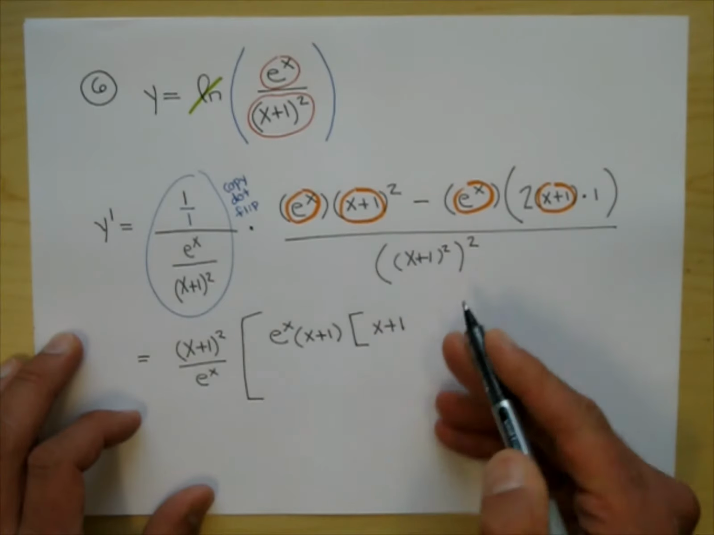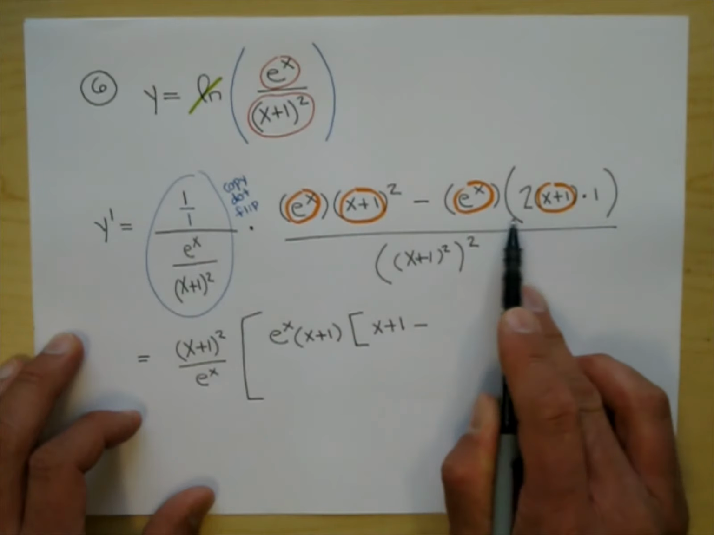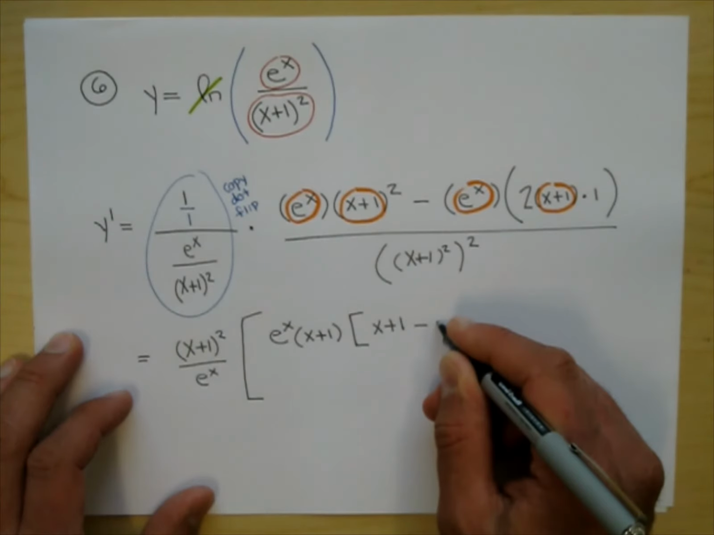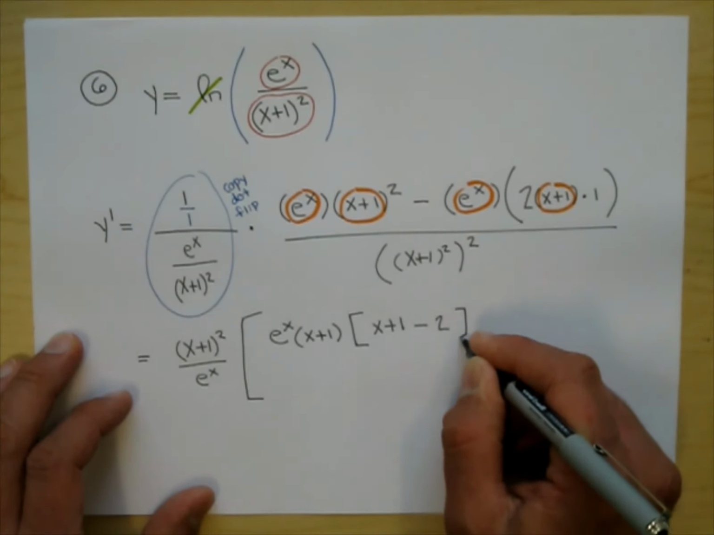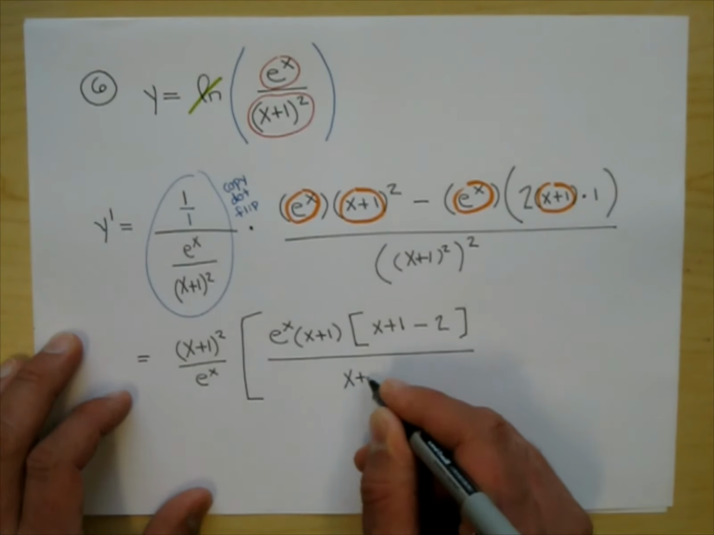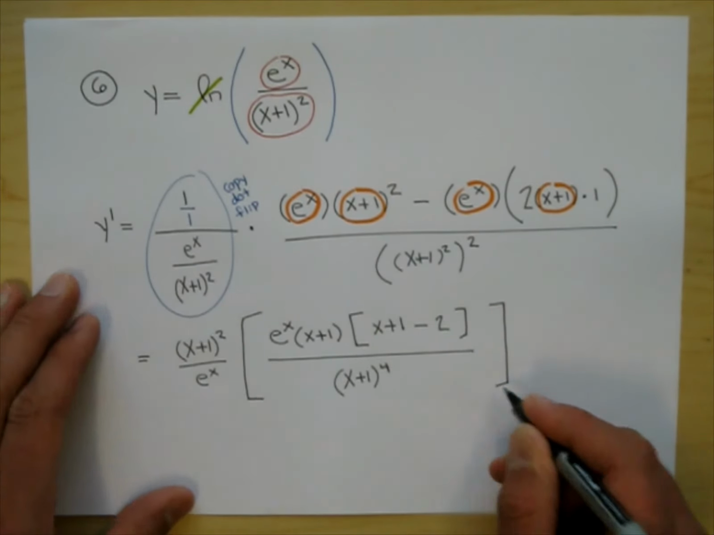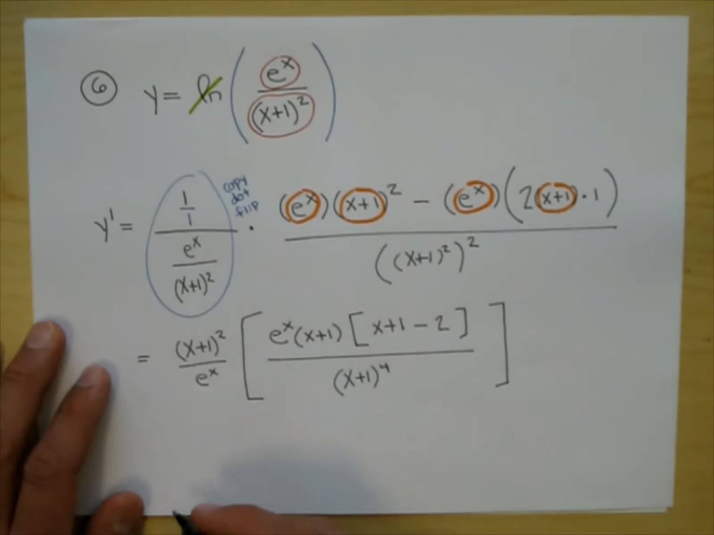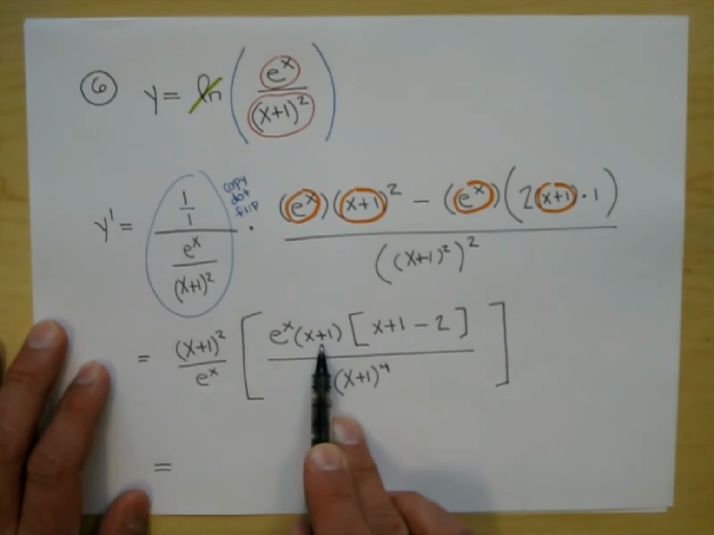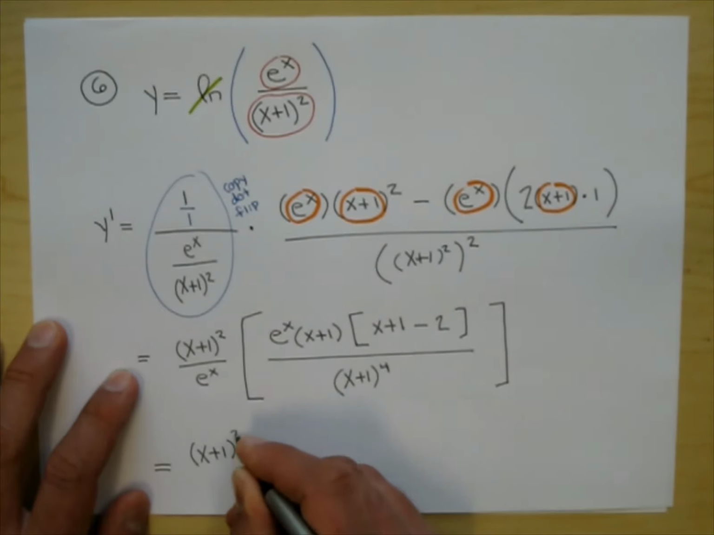And then I have the minus sign. Minus what? Well, this is going to be minus 2, because the orange part got factored out. So minus 2. This is all over x plus 1 squared to the 4th. So what I have on the top is an x plus 1 squared here and an x plus 1. That gives me an x plus 1 cubed.